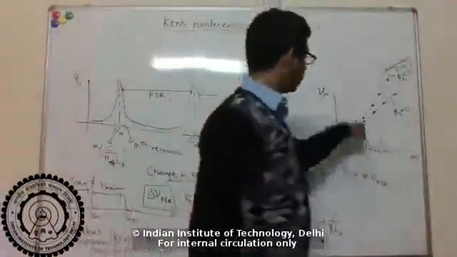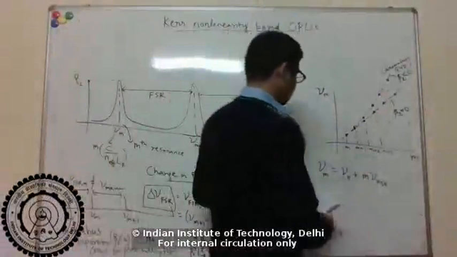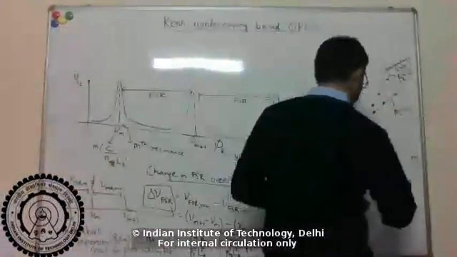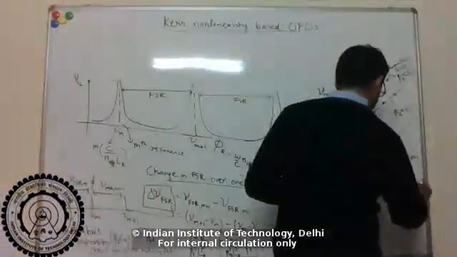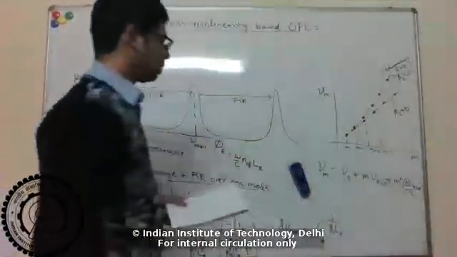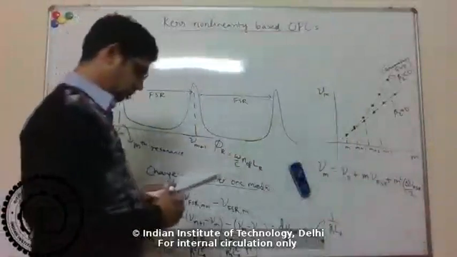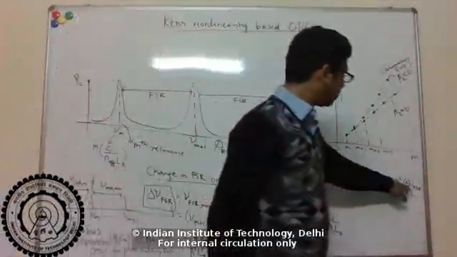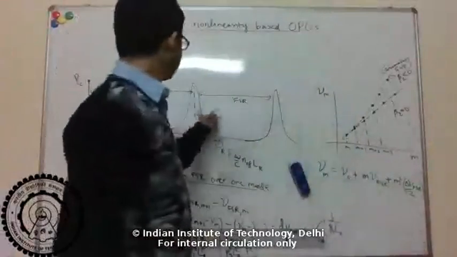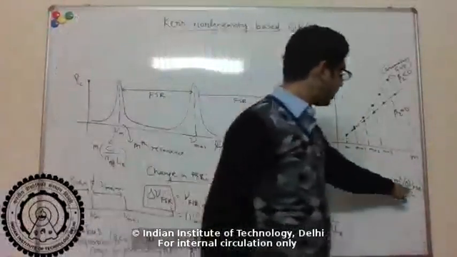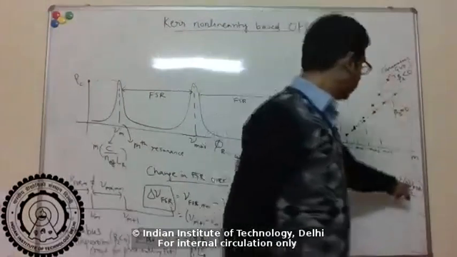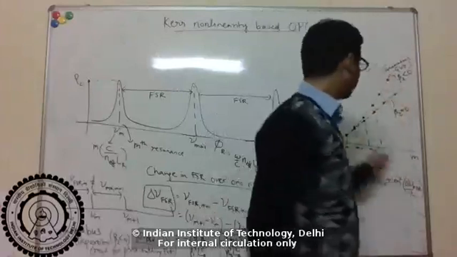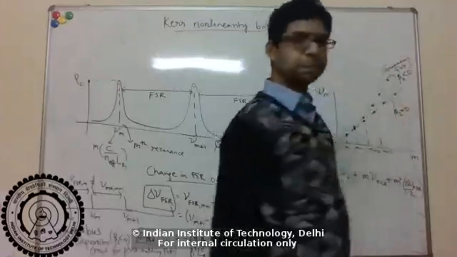So this is just a linear function. But with dispersion, there's a second order term here also, m squared. So this delta FSR, which is the change in FSR between consecutive resonances, if that is finite, which happens if beta 2 is finite, then basically nu m also has a dependence on m squared. So this is like a parabola.